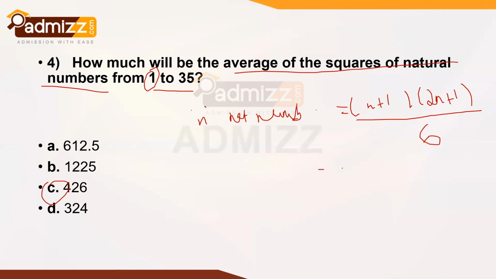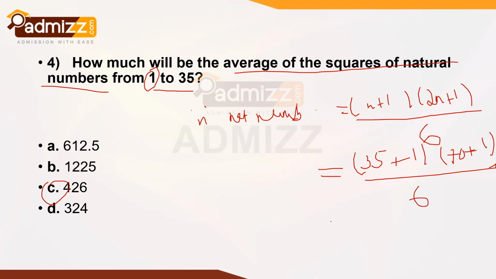With this, there are 35 numbers in this case. So you do (35 plus 1) whole times 70, which is 35 times 2 plus 1, divided by 6. You solve this: 36, 36, and 36. This comes out at 6, because 6 and 36 cancel out. 6 times 71, which is 426.